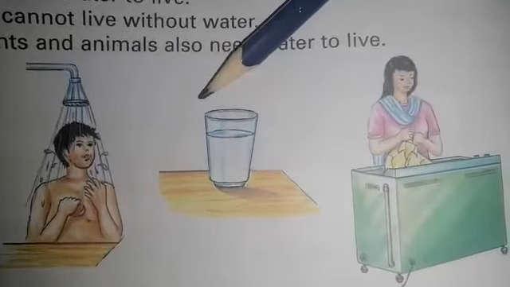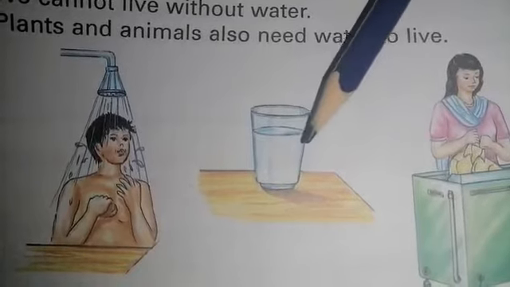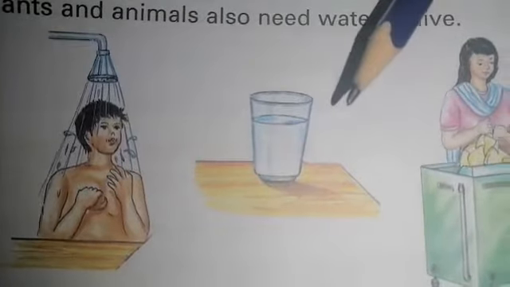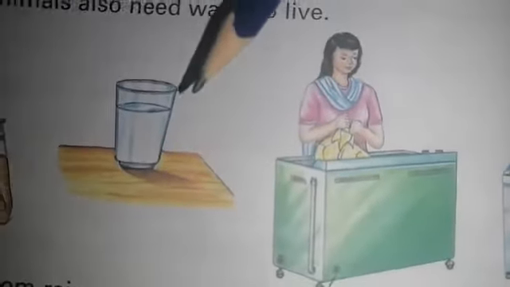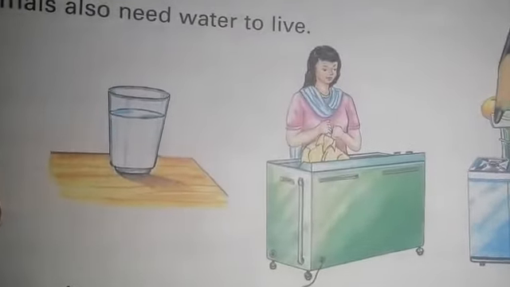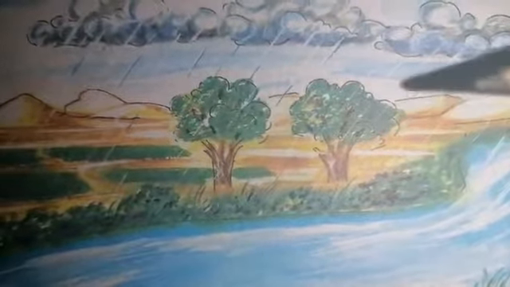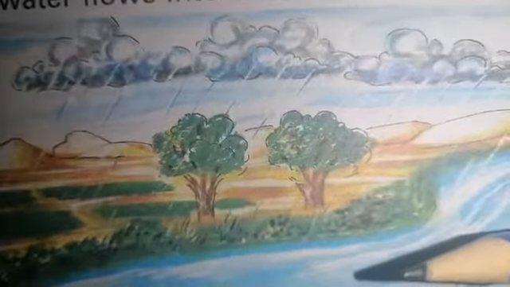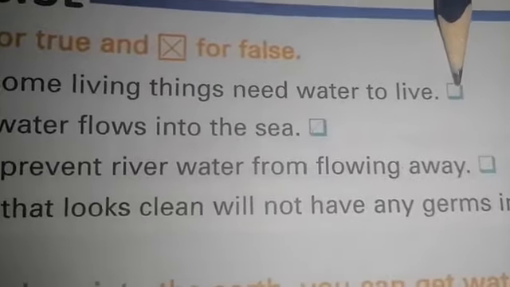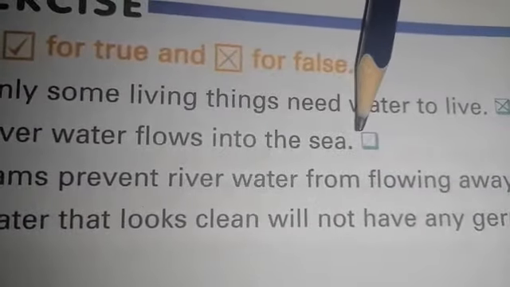It is very obvious that all living things, not just some of them, require water. Just like we require water for bathing, drinking, washing clothes, cooking, and many other functions. Plants require water for their growth, and animals also need water for their survival. A. Only some living things need water to live. It is false because all living things need water to live. B. River water flows into a sea.